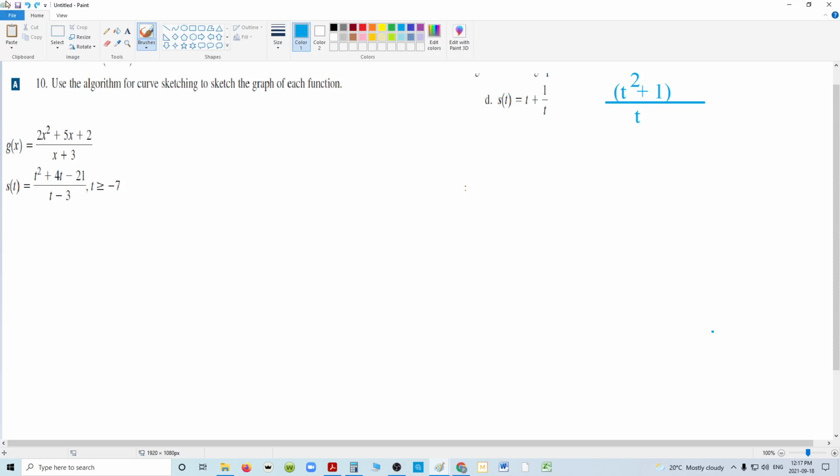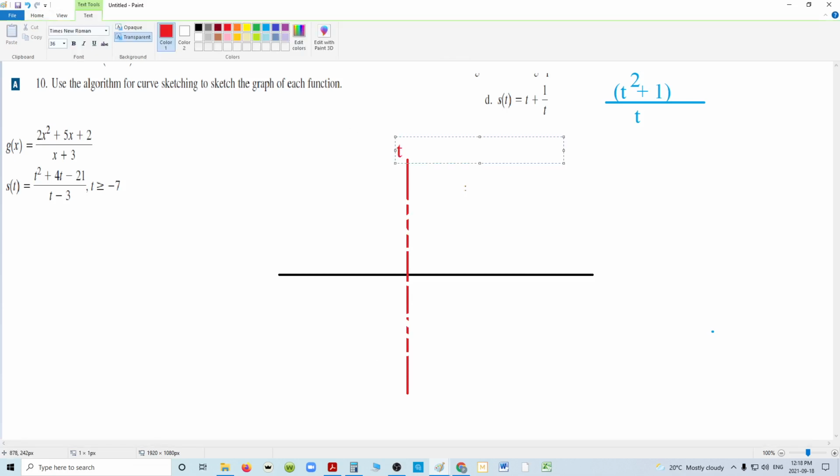Do we have any vertical asymptotes? Yes, we do. So you can draw here, and you can see that when t is equal to 0, we're going to get a vertical asymptote. So again, you could make a couple holes in it, but because it's on the x-axis, you might not want to do that. But you could also label it that t is equal to 0 is a vertical asymptote.